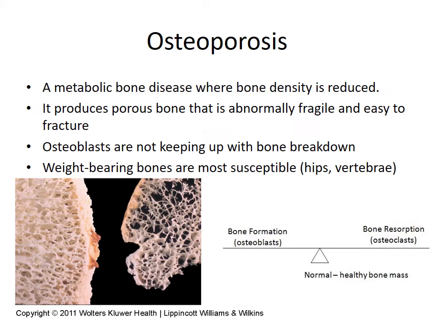So we said at the beginning that if you have normal, healthy bone, your osteoblasts and your osteoclasts are working in conjunction with one another. They're balanced in order to leave you with healthy bone. In the case of osteoporosis, your blasts that should be building bone are not pulling their weight. They're not keeping up. So we're breaking down bone at a faster rate. The weight-bearing bones, the hips and the vertebrae, tend to be most susceptible and also most commonly broken with osteoporosis.